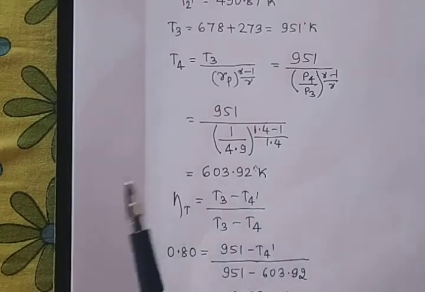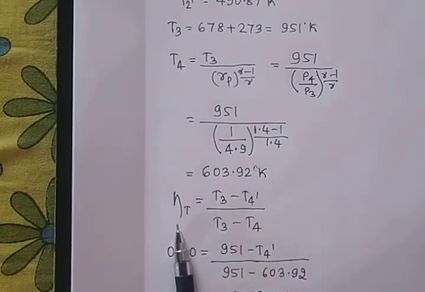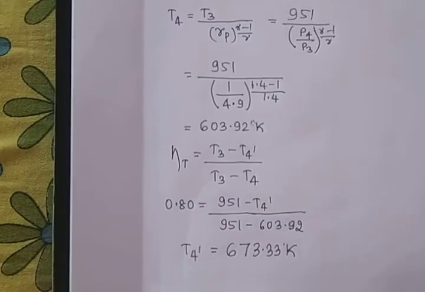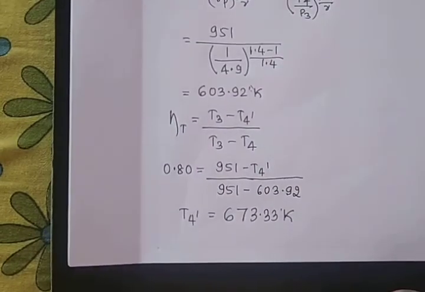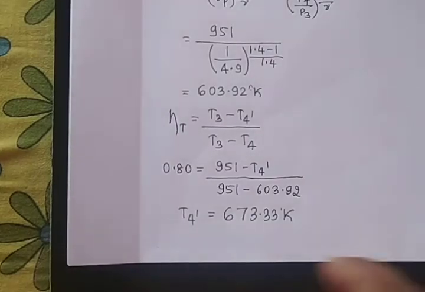So once you find out the value of T4, then use the equation for efficiency. Efficiency of the turbine is T3 minus T4 dash divided by T3 minus T4. Then find out the value of T4 dash. So now we got the value of T4 dash. Let us find out the compressor work and turbine work.